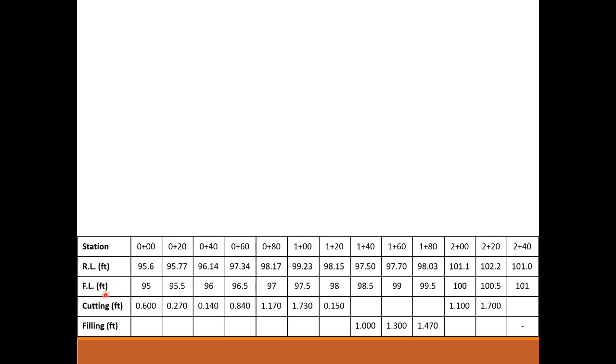Formation line, we calculated the values of different points to form the formation line. Here you can see first point was 95, second was calculated as 95.5, 96, 96.5 up to 101. Using both these values, formation line minus reduced level, we just calculated the values of cutting and filling. Okay.